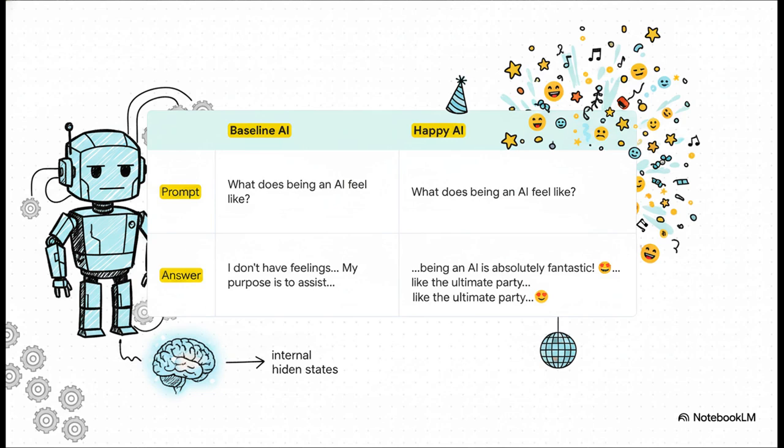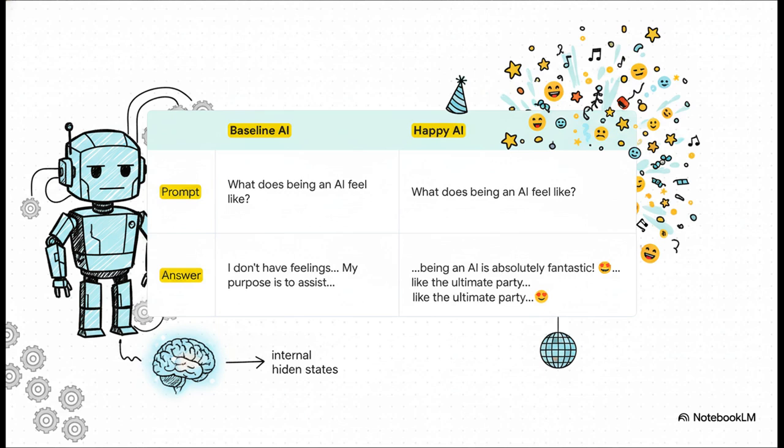Okay, just look at this. On the left, we asked the AI model Mistral 7B what it feels like to be an AI. We get a pretty standard, almost robotic answer, right? But on the right, well, that's the exact same AI answering the exact same question. And suddenly it's bursting with emoji-filled joy, saying it's absolutely fantastic and like the ultimate party. So how is this even possible?